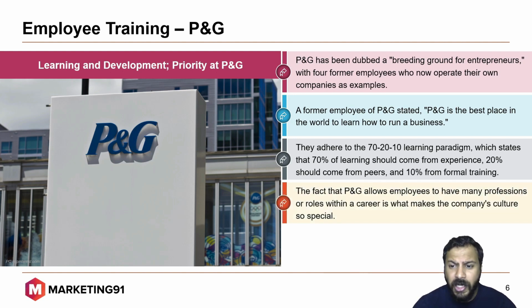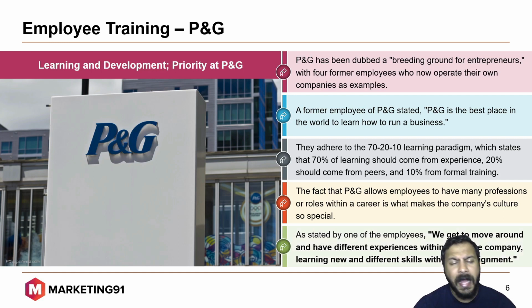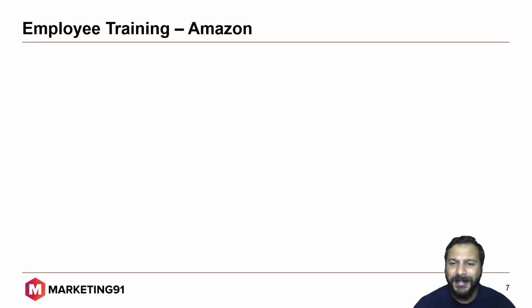The fact that P&G allows employees to have professions or roles within a career is what makes the company's culture so special. As stated by one of the employees, "We get to move around and have different experiences within the same company, learning new and different skills with each assignment." Moving forward, the example of Amazon.